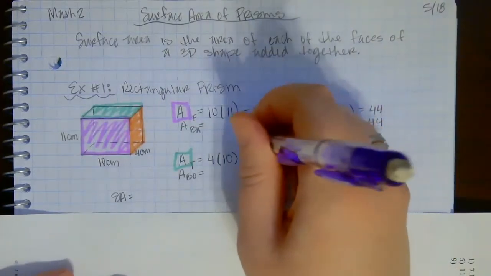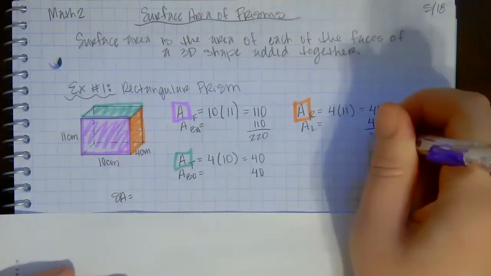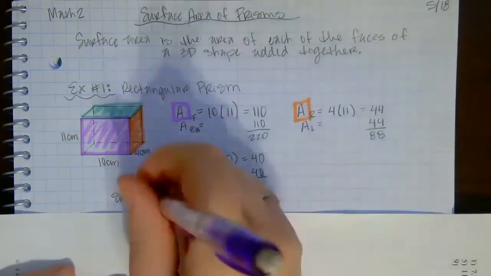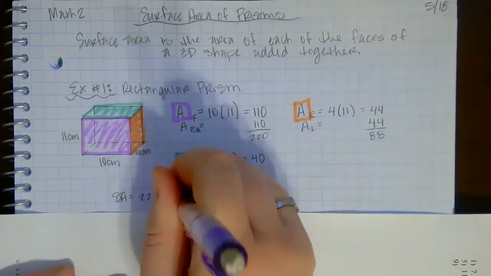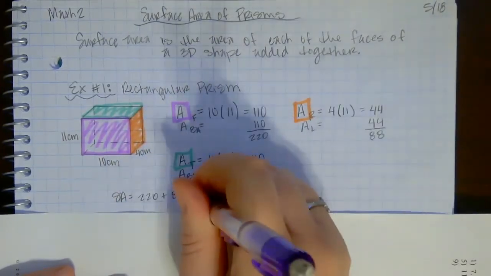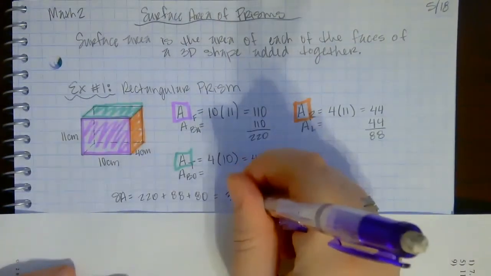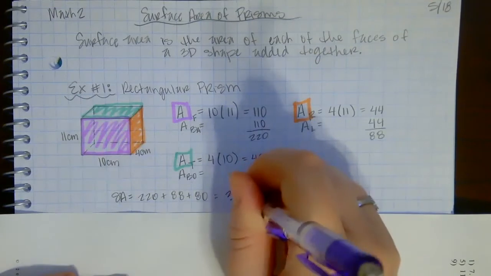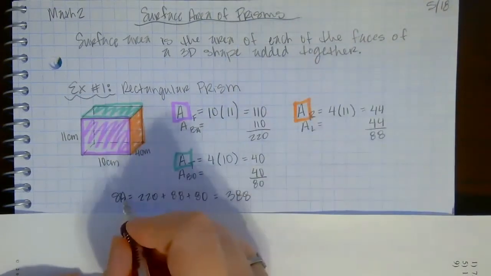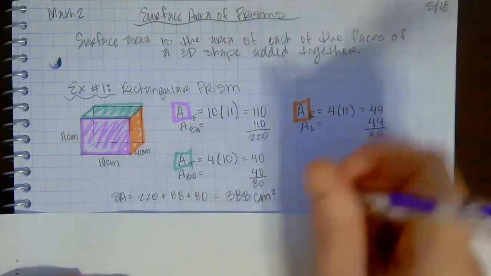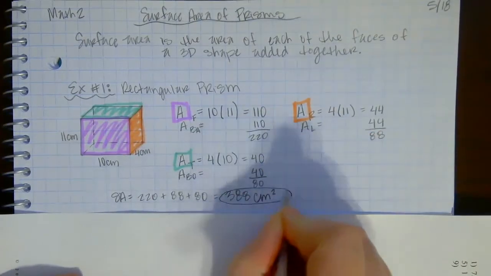So I can add them individually if I want to make it a little easier. So 110 plus 110 is 220. 44 plus 44 is 88. 40 plus 40 is 80. So I can add up 220 plus the 88 plus the 80. And that gives me a surface area of 388. And this is area, so we're going to use centimeters, but it's going to be centimeters squared because it's area. And there's my surface area.